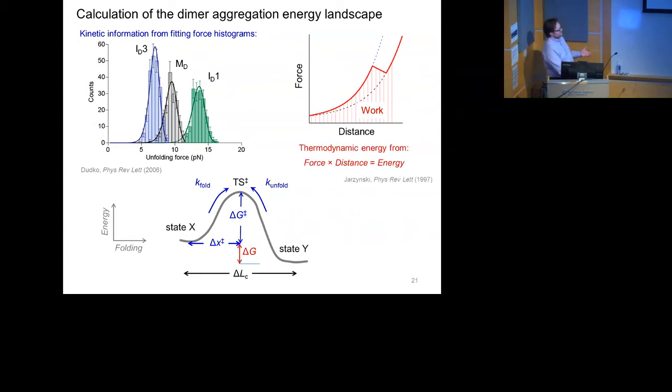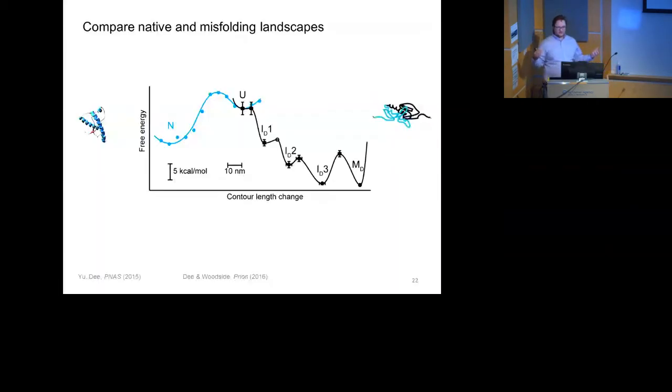So we can get the Gibbs free energy changes between the ground states. We get kinetics and thermodynamics. We can get structure from the contour length changes. So with this information, we can piece together the energy landscape for this misfolding of the dimer.